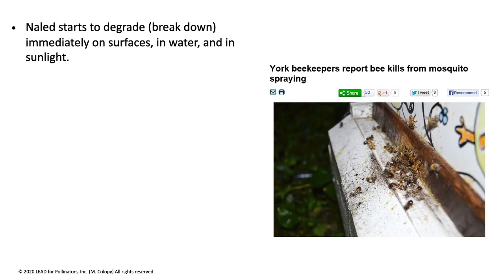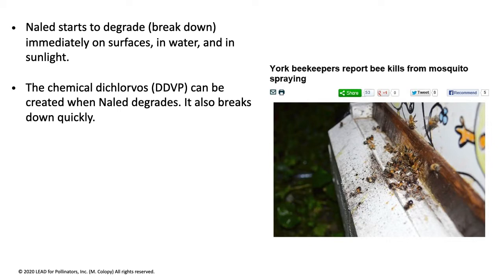As Naled starts to break down, it becomes the chemical dichlorvos. Dichlorvos is corrosive to iron and steel. It may attack materials such as plastics, rubber, and coatings. Other metals, such as stainless steel, aluminum, and nickel, are resistant to the impact of dichlorvos if no water is present.